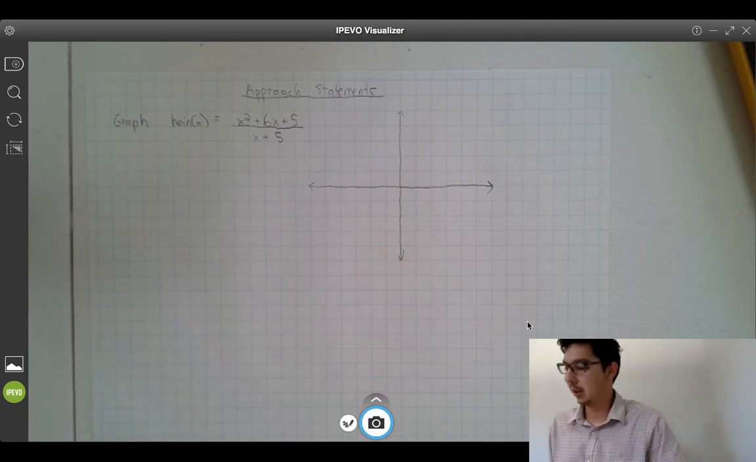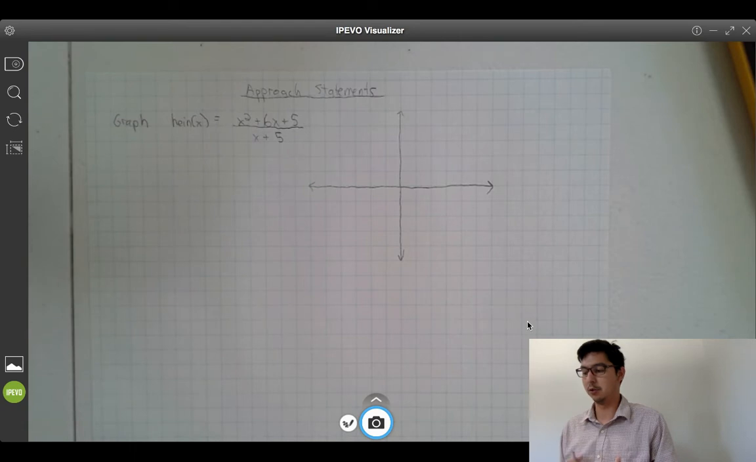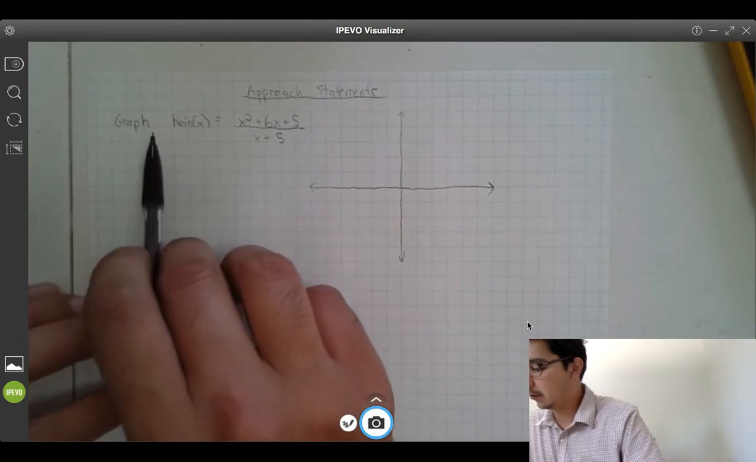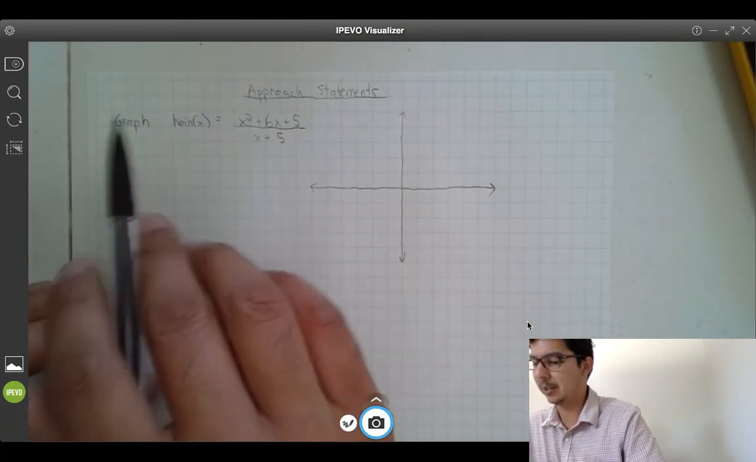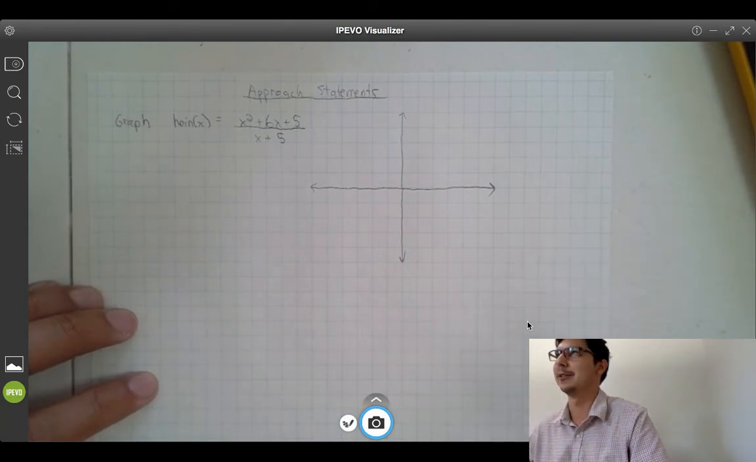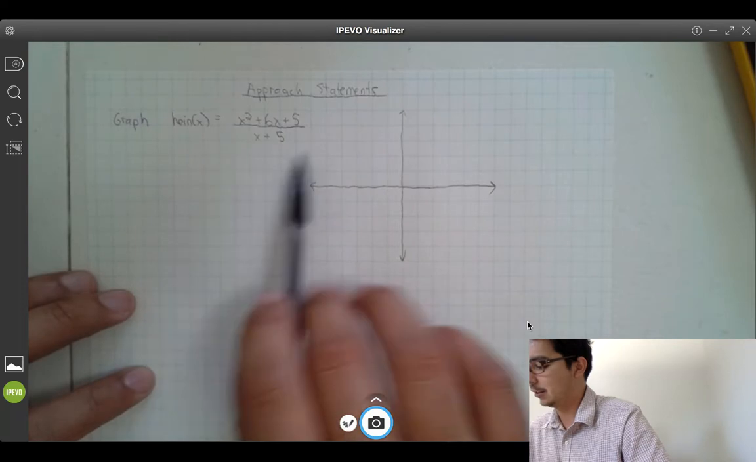Hello. So this video is on approach statements, and I'm going to go over an example and use approach statements so you can see how to write them and what they mean. So here we're going to graph h of x. Here's an example similar to what you might see. And I use h of x just to emphasize that a function name can be anything. So it's f of x, we call it f, and so forth. But graph h of x, and this is the function here.